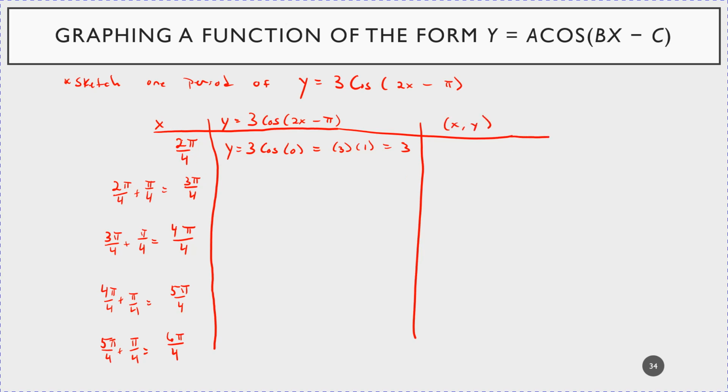So this reduced, just so we're clear, is pi over 2 comma 3. So now I'm just reducing it. So when I go to plot it, I'll plot the reduced ones. So this is 3 times cosine of pi over 2, which is 3 times 0, which is 0. So my next test point is 3 pi over 4 comma 0.